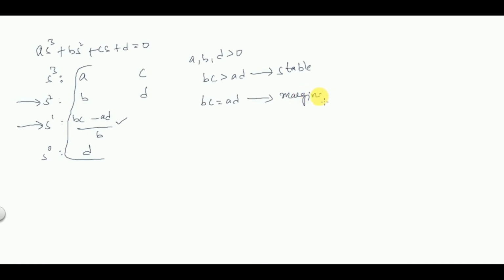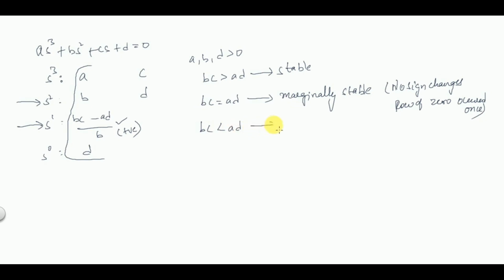This we have discussed, right? So the system is marginally stable when a row of zeros occurs once and there are no sign changes, because when bc is equal to ad, this becomes 0, and d is also a positive value, so no sign changes, and a row of zeros occurred once, so that is why the system is marginally stable. When bc is less than ad, the system is unstable. So when bc is less than ad, this becomes negative. When there is a negative, there will be sign changes, so the system is said to be unstable.